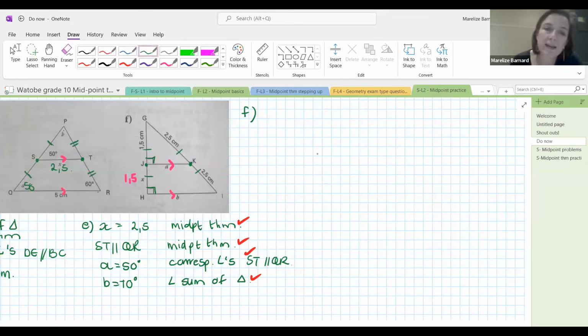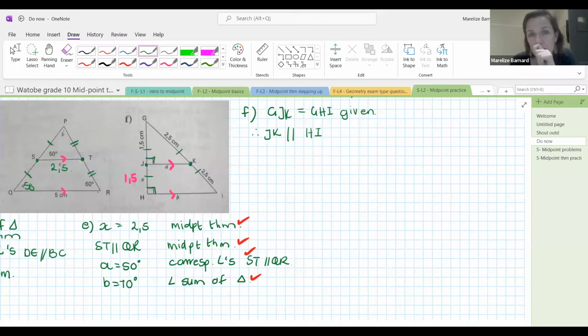Either way would have worked. But the tricky part was here with the GJK equal to GHI, and that one's given. And therefore, JK is parallel to HI. And the reason for that is not because of the midpoint, because we only got given one midpoint. So the reason for that is that the corresponding angles are equal.